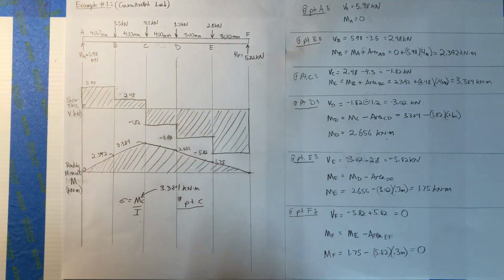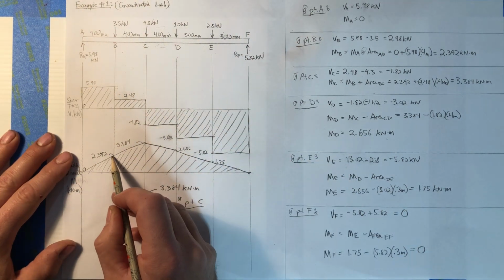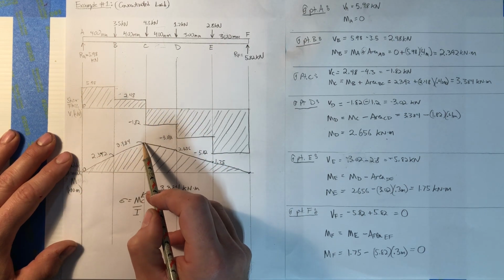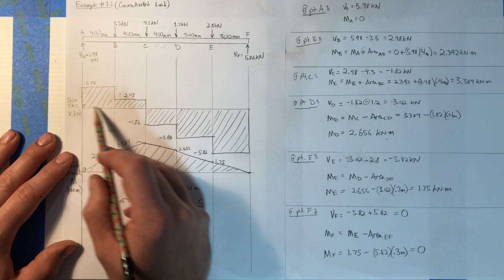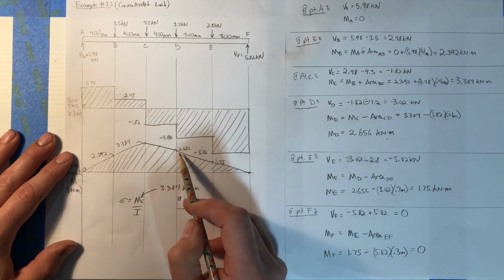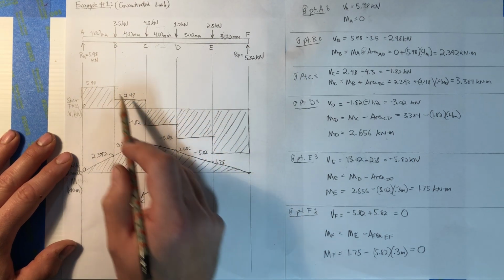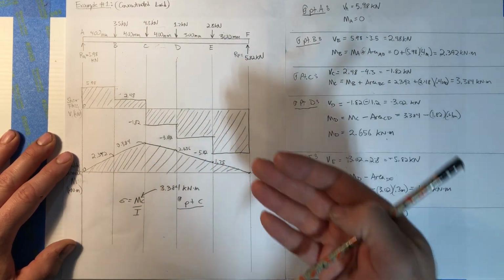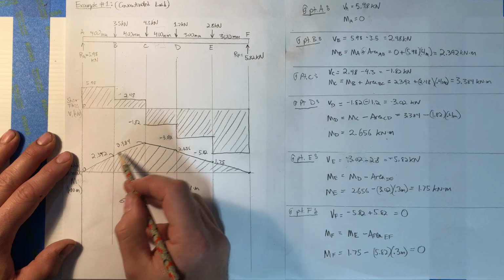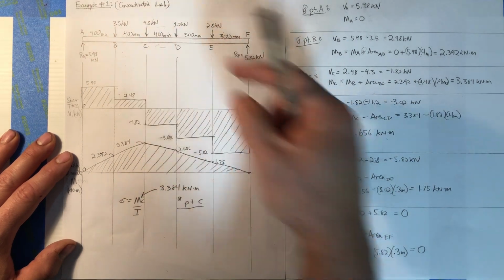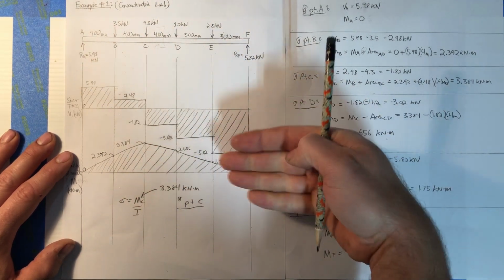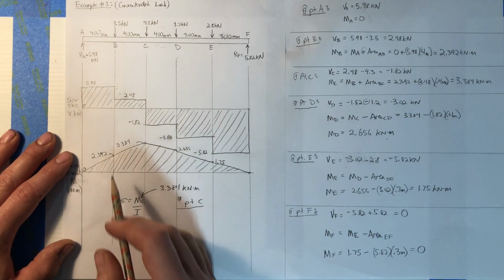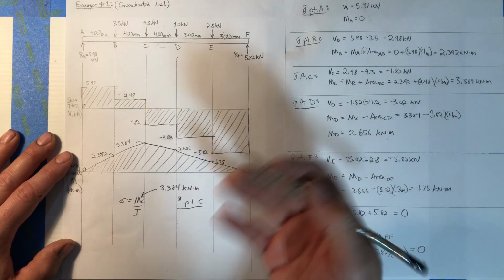Now here's to reinforce the point we did. This 2.392 is equal to the area before it. This 3.384 is equal to the sum of the area here. This 2.656 is equal to the sum of all the areas there. So hence, once again, the calculus aspect of it. Any point on this curve is equal to the area underneath the shear curve. And if we did the next curve down, which would be slope, every point on that slope curve would be equal to the area of the moment curve before it.